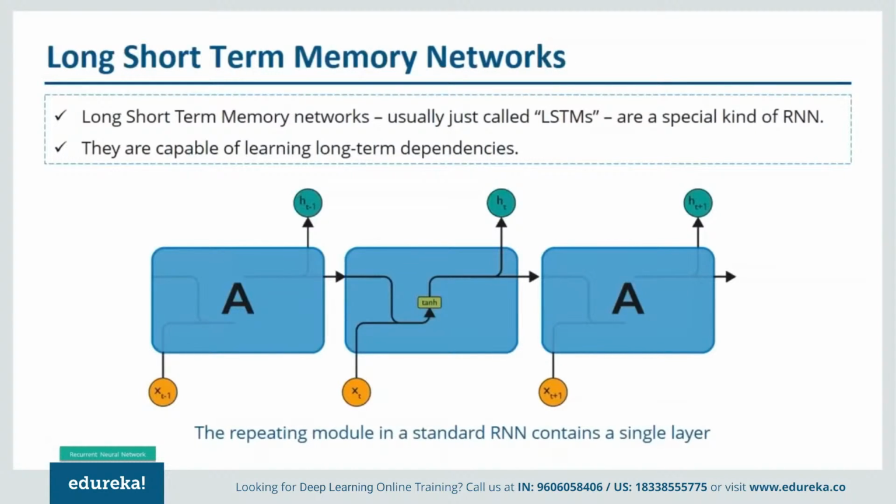Now what are LSTMs? Long short-term memory networks, usually called LSTMs, are nothing but a special kind of recurrent neural network. And these recurrent neural networks are capable of learning long-term dependencies. Now what are long-term dependencies? I've discussed that in the previous slide, but I'll just explain it to you here as well.